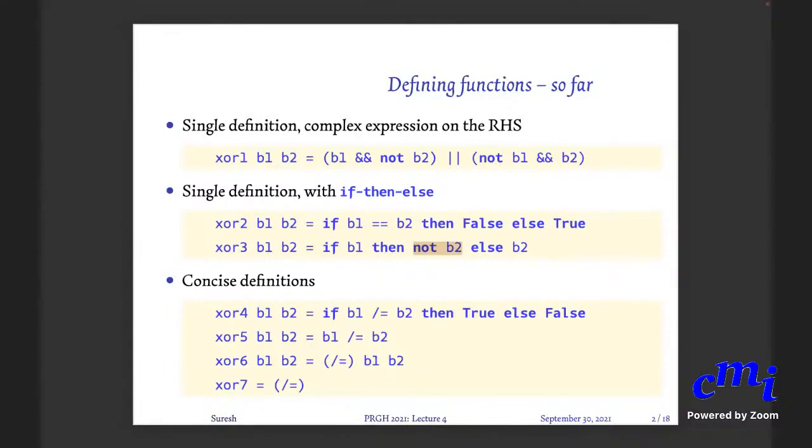Similarly, if B1 is false, when will you return false and when will you return true? If B2 is true, then they are unequal, so you will return true. If B2 is also false, then you will return false. So I'm just saying, in the case when B1 is false, you just return B2. Is the rest of the thing clear? Are the rest of the definitions clear? Great. So I'll move on.